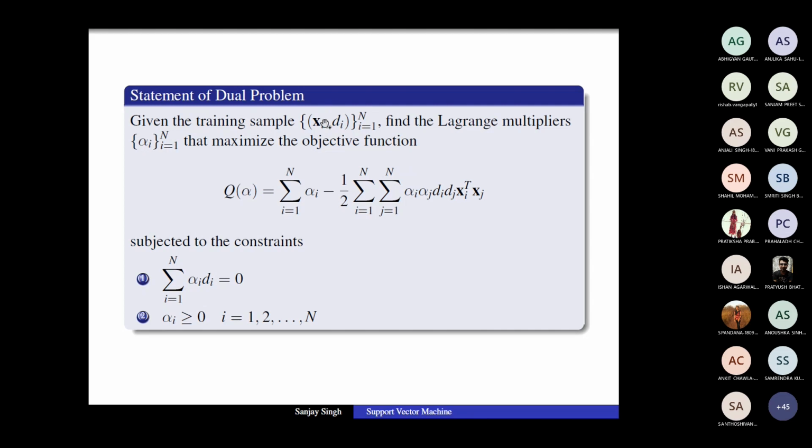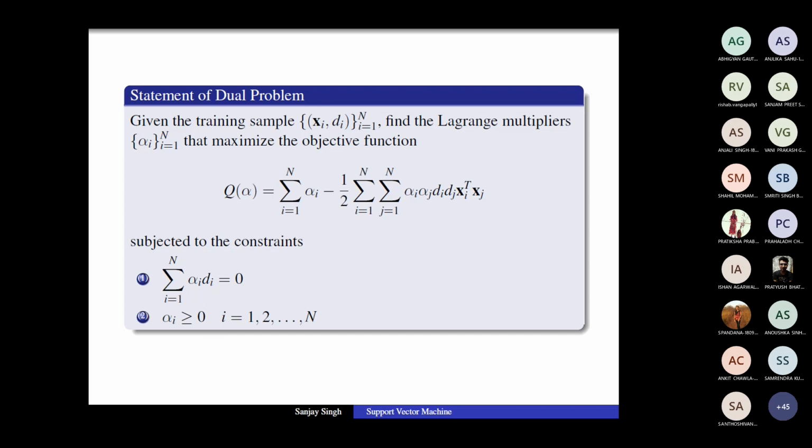The statement of the dual problem is something like this. Given the training data, find the Lagrange multipliers that maximize the objective function. Remember that in the primal we had to minimize the objective function. Here the dual will always be the opposite in nature. If the primal was minimization, the dual will be maximization. So we have to maximize, subject to the constraint that this, which we got from the primal, is equal to 0. And of course alpha has to be greater than 0. So this we have to constrain.